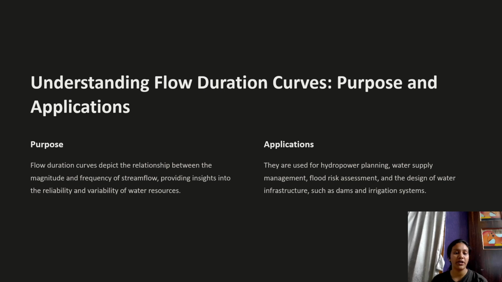Understanding flow duration curves, purpose and application. Purpose. Flow duration curves depict the relationship between the magnitude and frequency of stream flow, providing insights into the reliability and variability of water resources. Application. They are used for hydropower planning, water supply management, flood risk assessment, and the design of water infrastructure such as dams and irrigation systems.